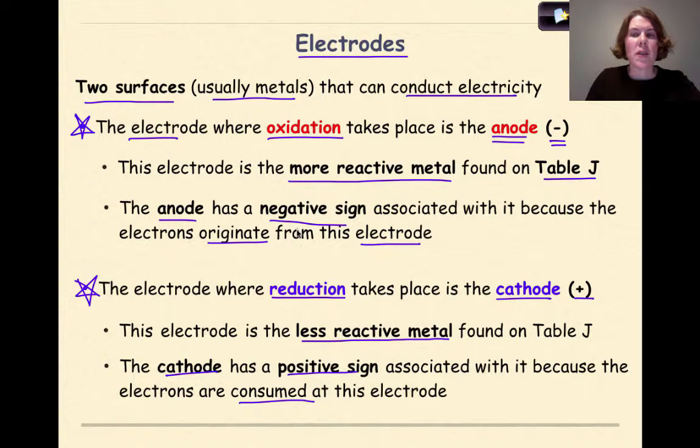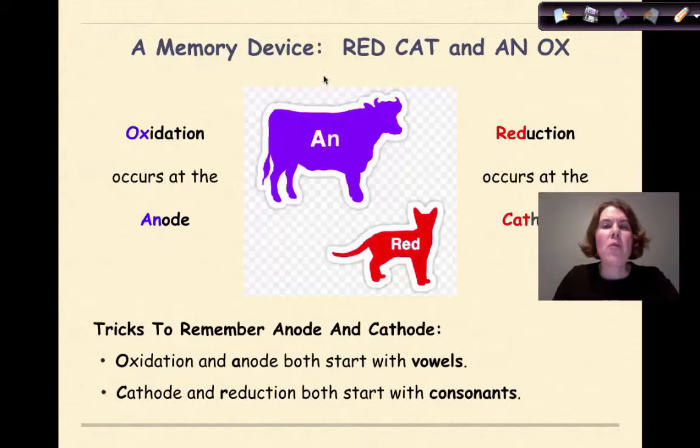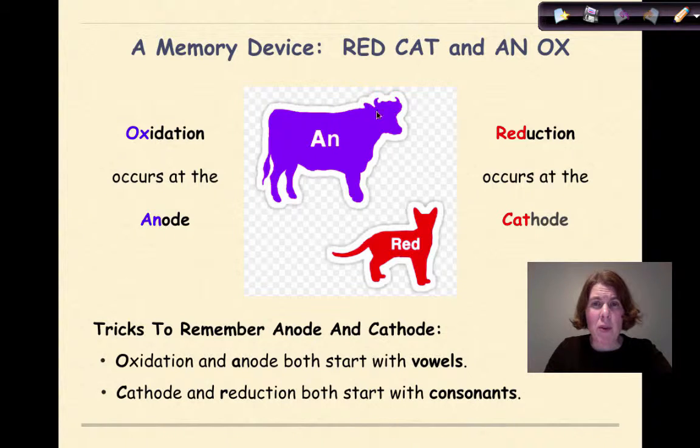Very important to know the difference between the anode and the cathode, and that the anode is where oxidation takes place and the cathode is where reduction takes place. A memory device that might help you remember this is Red Cat and An-Ox, where oxidation occurs at the anode. So An-Ox, see, look, it's a little ox. And then Red Cat, where reduction occurs at the cathode.